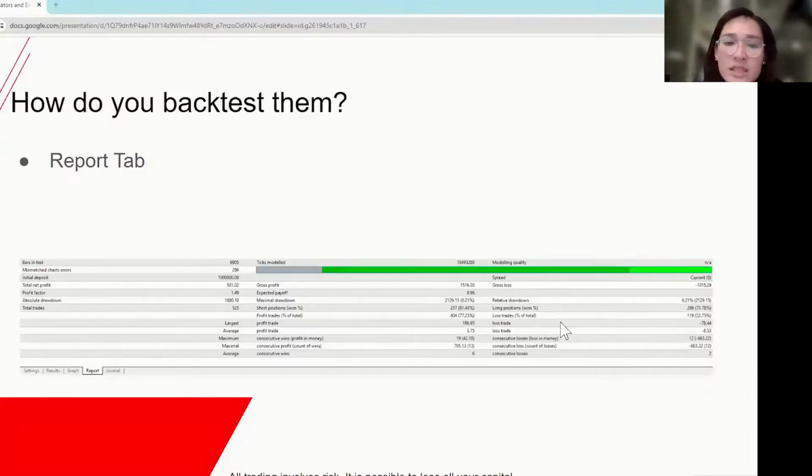Okay, and lastly would be your report tab. So you can see it's basically a summary of your trades. So your profits, your losses, number of long positions won, short positions won, so on and so forth.